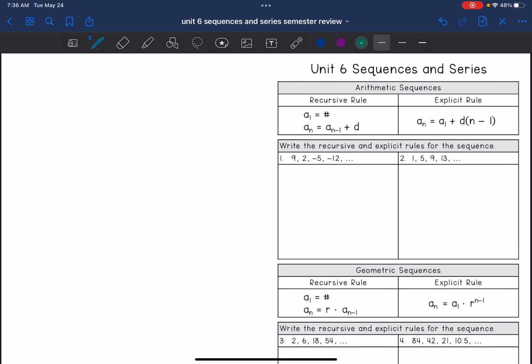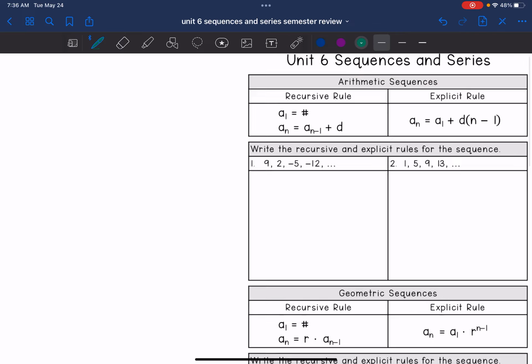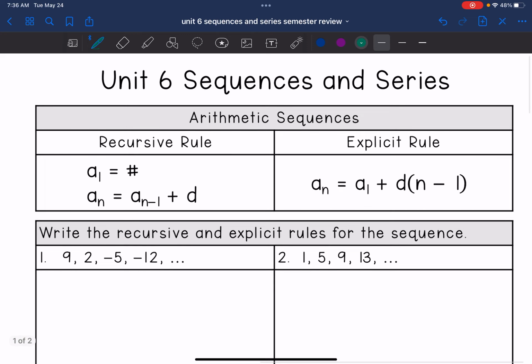Hey guys, so in preparation for our semester exam, this is going to be a review for everything we did in Unit 6, which was sequences and series. So sequences are actually super easy. It's an Algebra 1 TEK, so it's something that should be familiar.